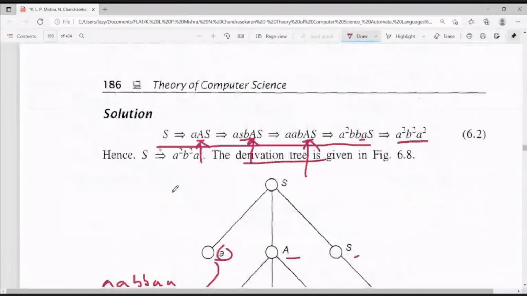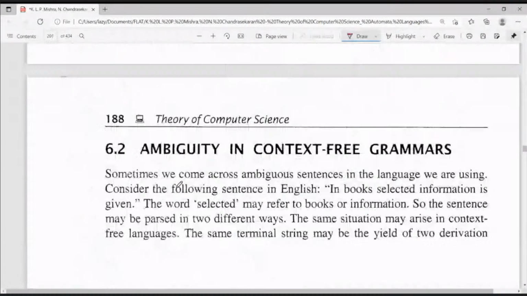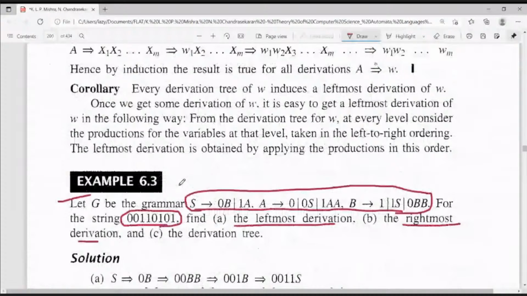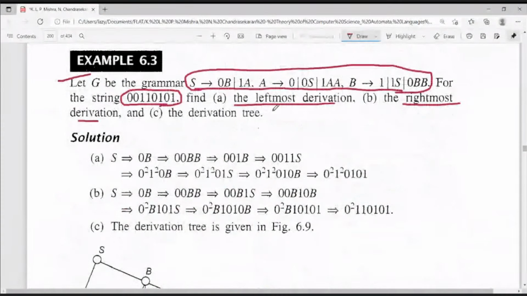Simply we have replaced in whichever way we want. But here it is asked that we have to derive it by leftmost derivation and rightmost derivation. So if you observe, we have to get this 0 0 0 1 1 0 1 0 1. Okay, so this thing we have to get. So you can pick a production from this set of productions and apply it. Ultimately, you have to give the string.